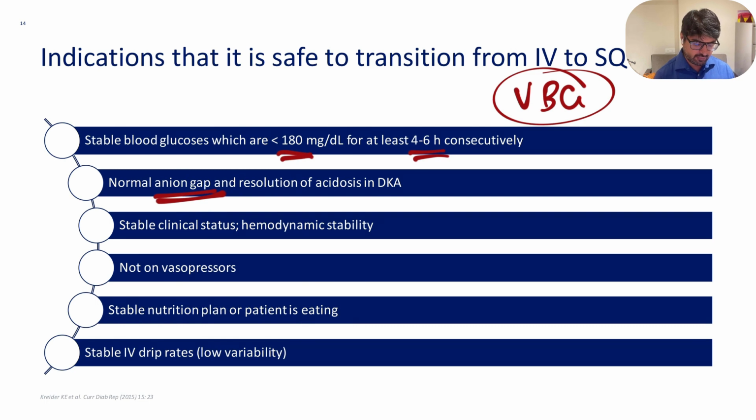So with a normal anion gap, the patient is hemodynamically stable, not on vasopressors, on stable nutrition or taking orally, and the stable IV drip is generally with low variability. In such cases, you can consider switching from IV to subcutaneous insulin in an ICU patient, and perhaps you are shifting the patient to the ward.